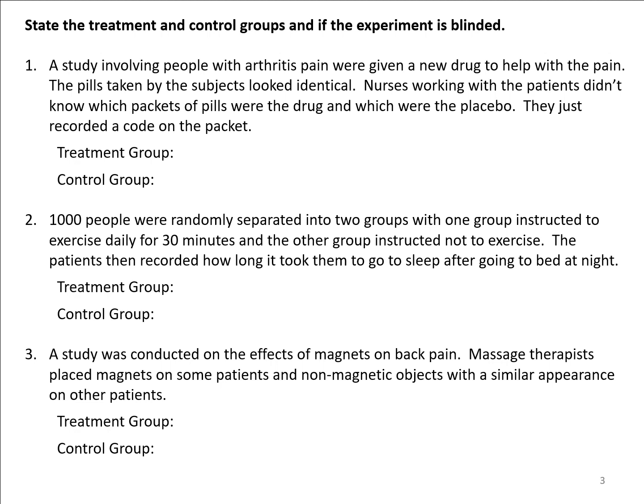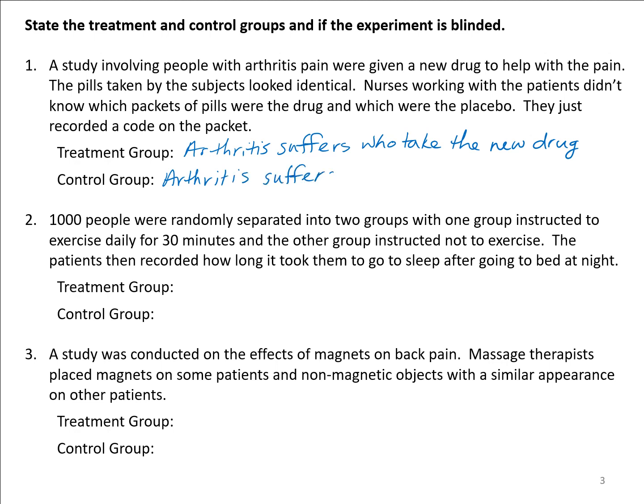So the treatment group would be the arthritis sufferers who get the new drug. The control group would be those arthritis sufferers. And again, it's got to be the same type of person here. So arthritis sufferers for both. And those would be arthritis sufferers who do not take the new drug. They take a placebo.